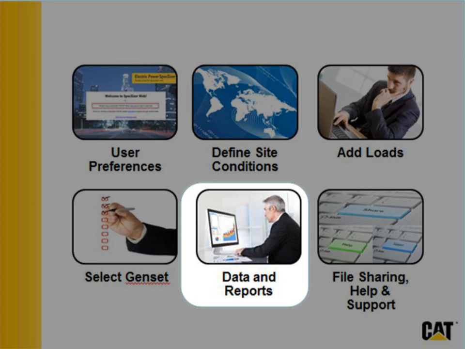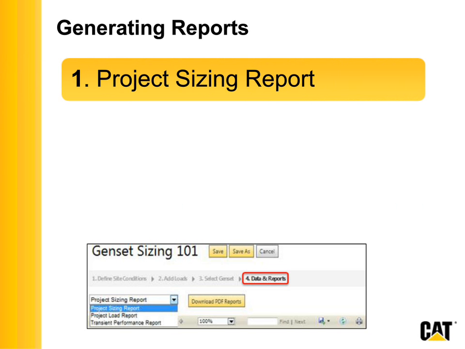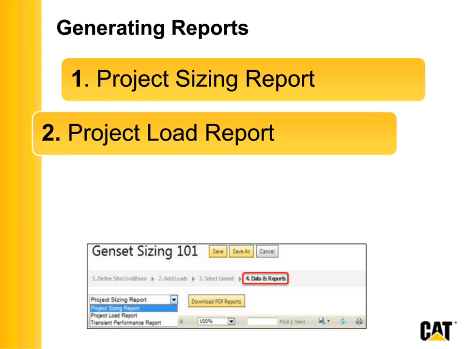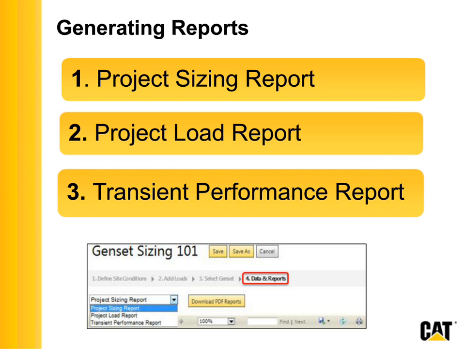Okay, we basically have sized our genset at this page. What did we do? We specified our site conditions. We added and we sequenced our loads. We selected our genset. We looked at the genset details. We know what the selection criteria was based on. Now we want to create some reports. So let's just talk about data and reports here. That's the fourth page, the fourth link within the SpecSizer application.